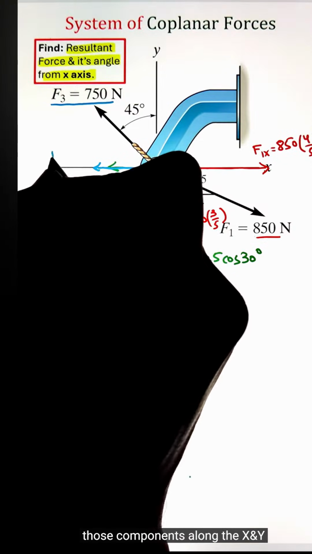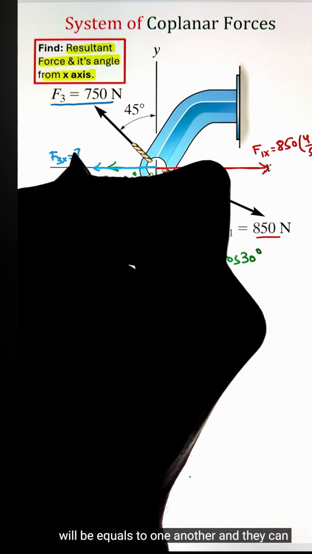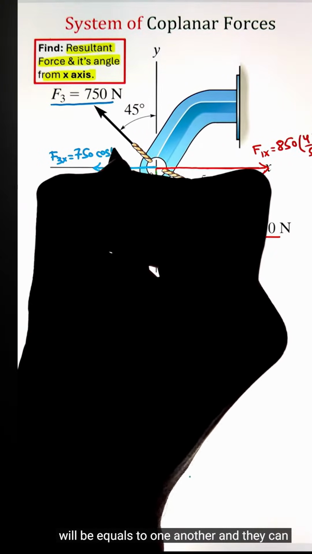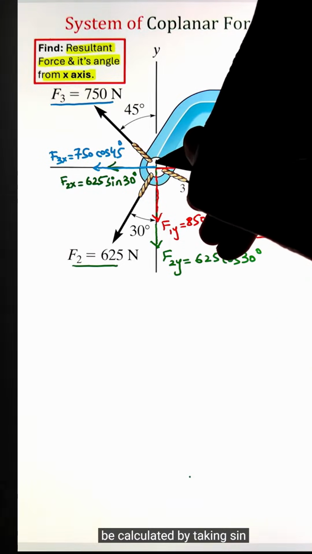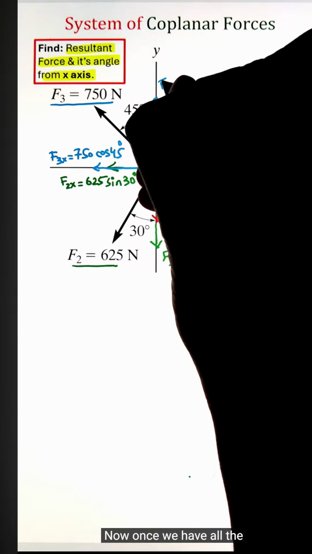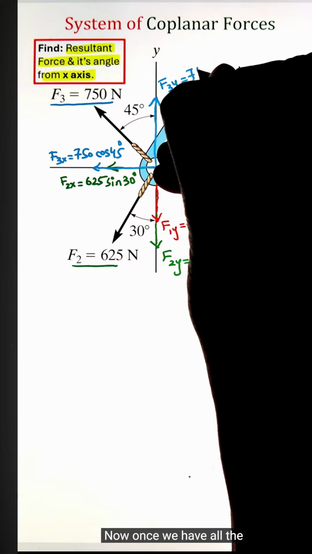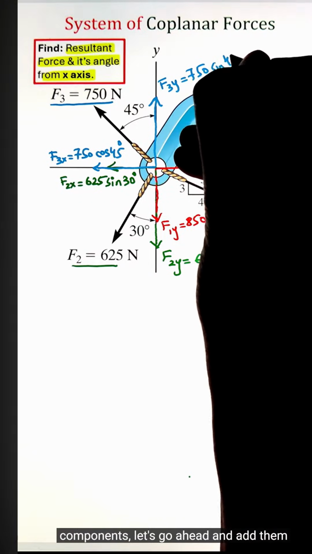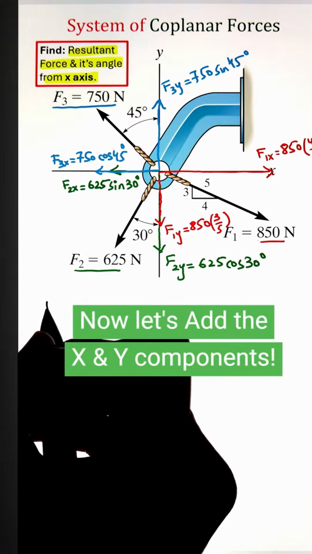So each one of those components along the x and y will be equal to one another, and they can be calculated by taking 750 cos of 45 or 750 sine of 45. Now, once we have all the components, let's go ahead and add them together to figure out the resultant forces.